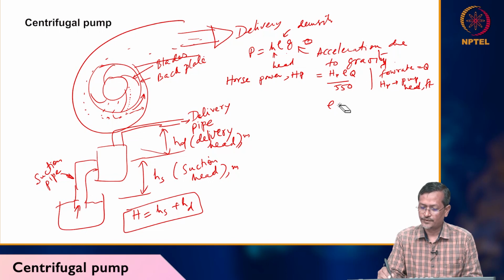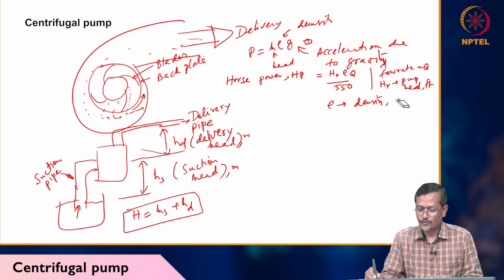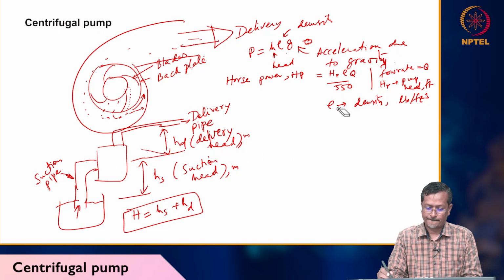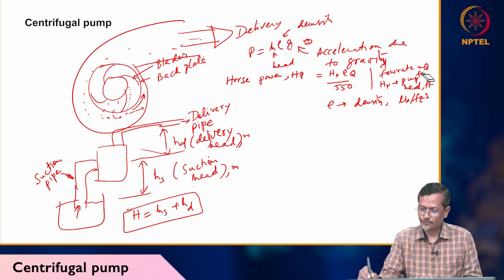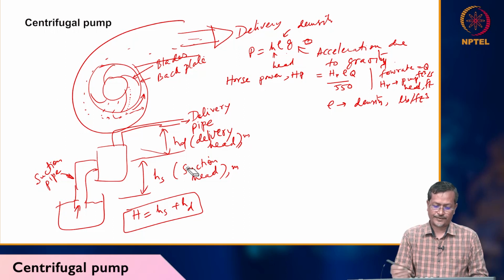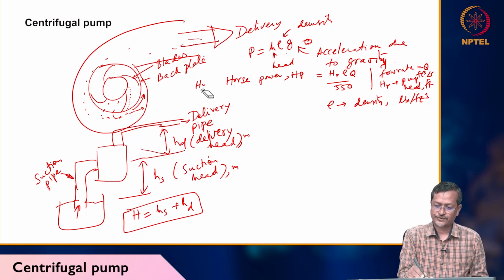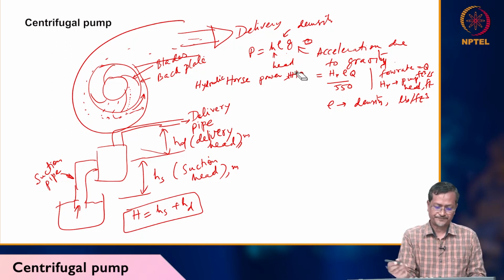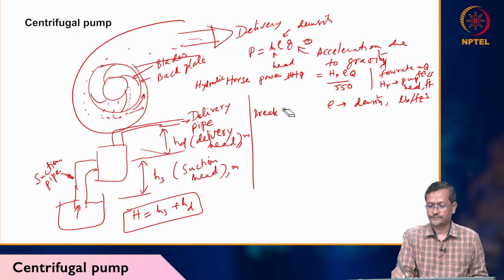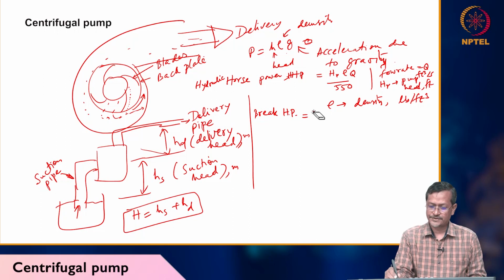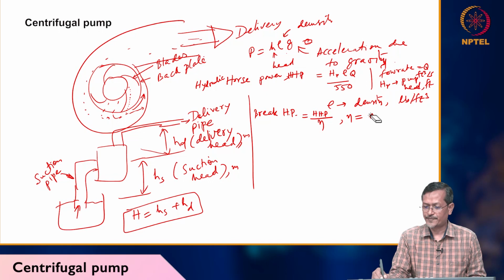Density, rho is density. Unit will be pound per cubic feet, and flow rate unit is cubic feet per second. This is called hydraulic horsepower actually, or HHP. Now another term will be coming, brake horsepower. Brake horsepower equals HHP divided by eta. Eta equals pump efficiency.